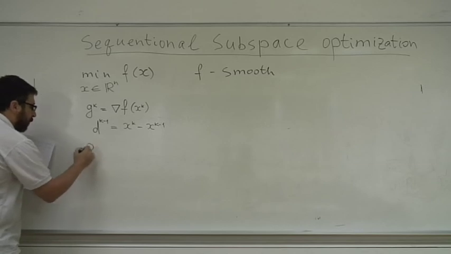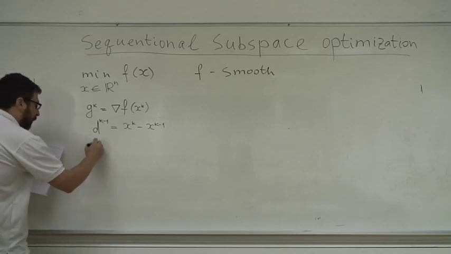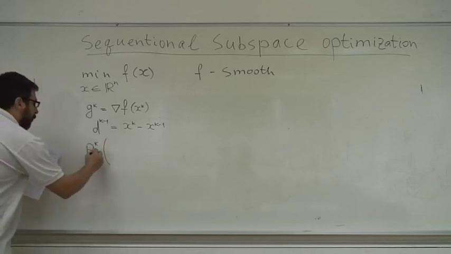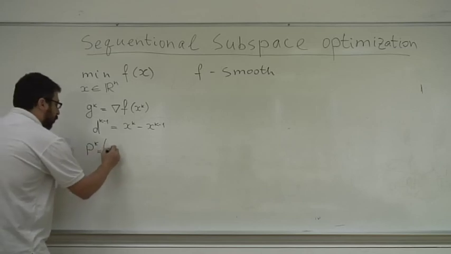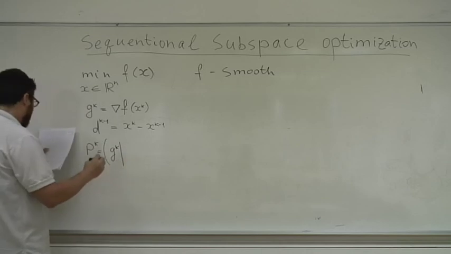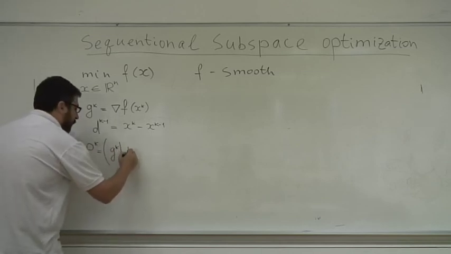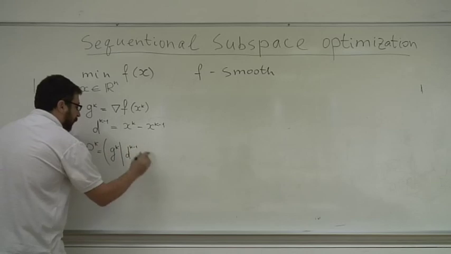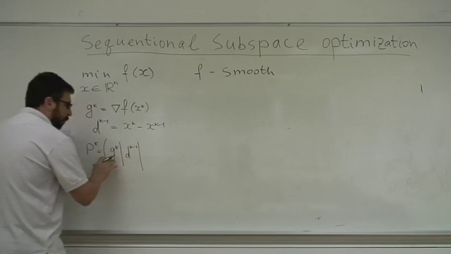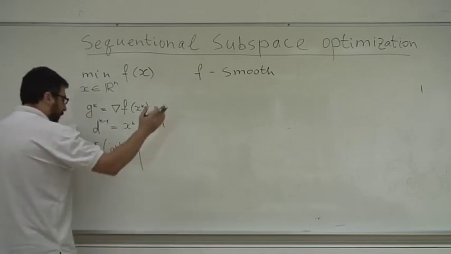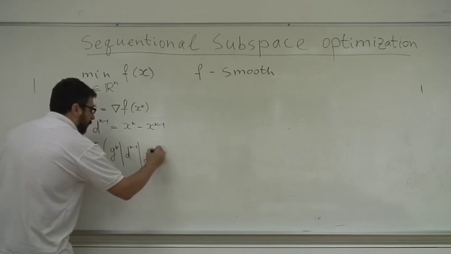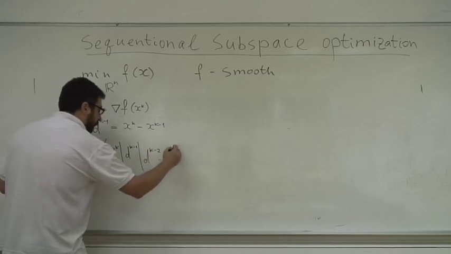Let us build a matrix, I will call it P, with columns containing our directions. So one of the columns will be the current gradient, another dk minus 1, but we can also include more previous directions, for example, dk minus 2 and so on, and even more previous gradients.